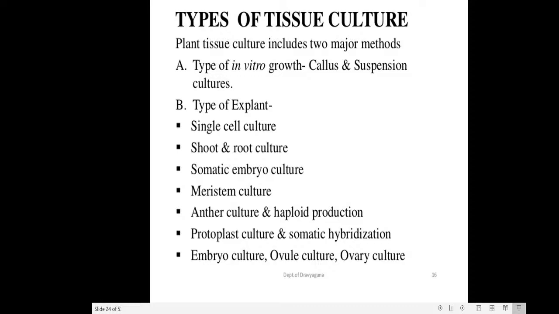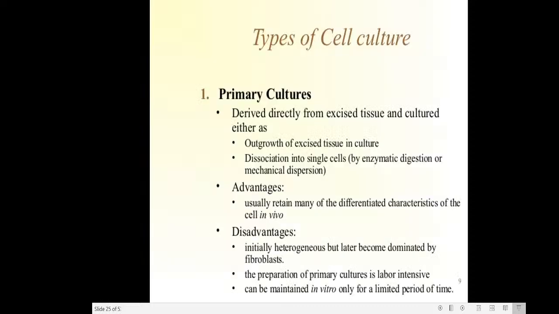We can grow the whole plant from a single cell. Using this single cell, we can produce the whole plant, right? That concept is single cell culture, shoot and root culture, somatic embryo culture, meristem culture. These are some of the methods. And the protoplast culture, somatic hybridization, embryo culture, ovule culture, ovaries culture. These are all the explant cultures.